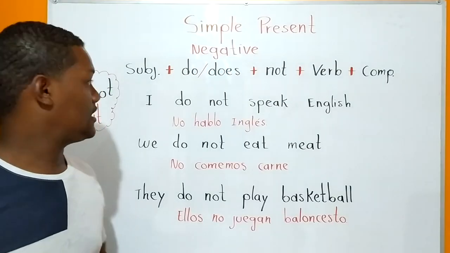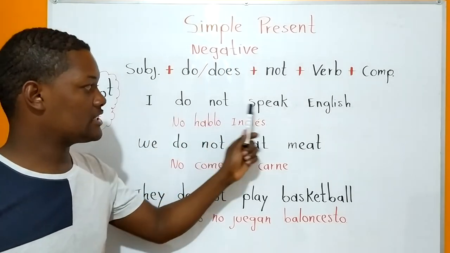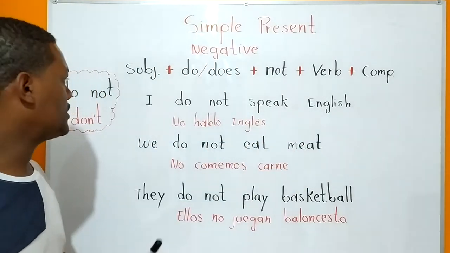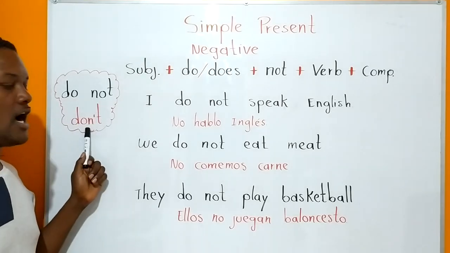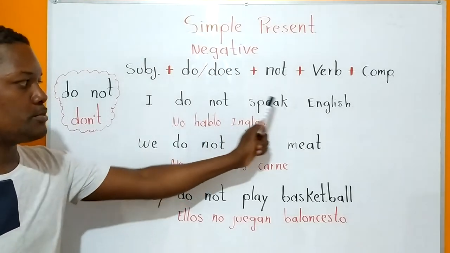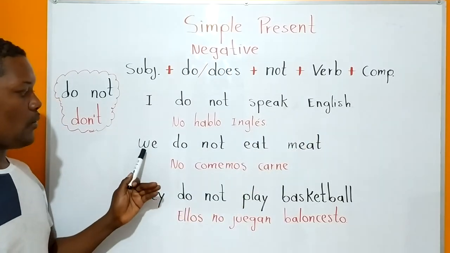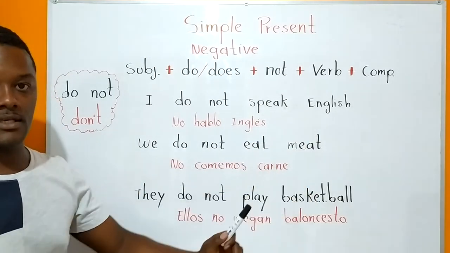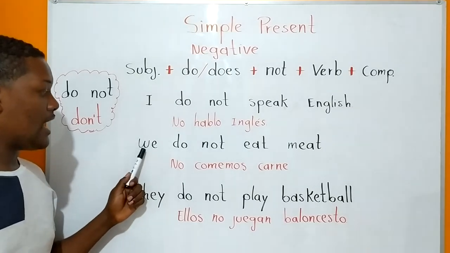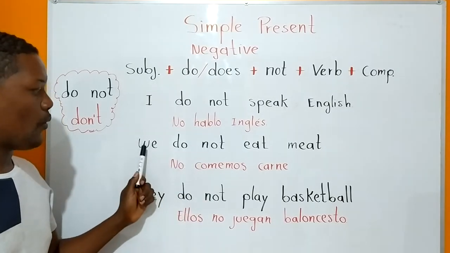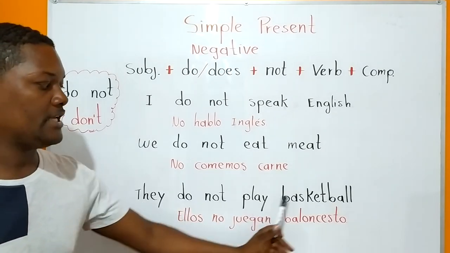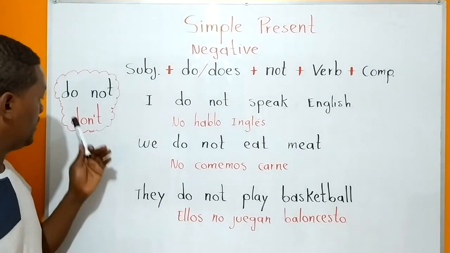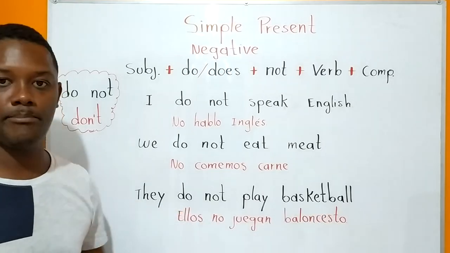These are the sentences. Look, I do not speak English, but here is the contraction. If you don't want to say do not, you can say don't. For example, I don't speak English, or we do not eat meat. We're vegetarian. We do not or we don't eat meat. They do not play basketball, or they don't play basketball.